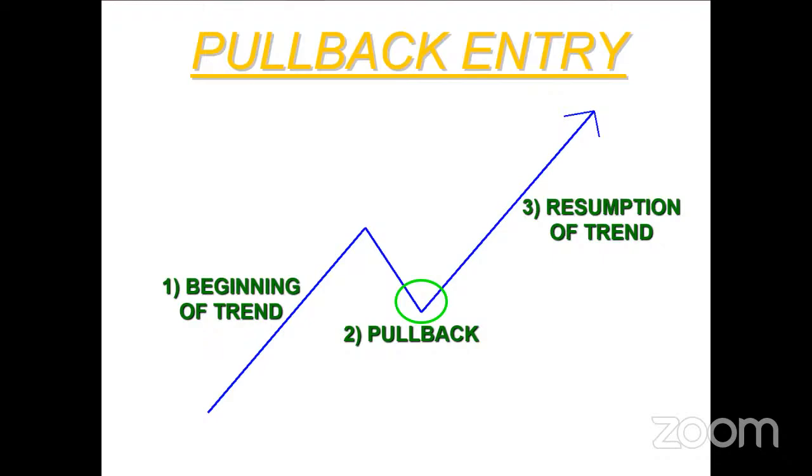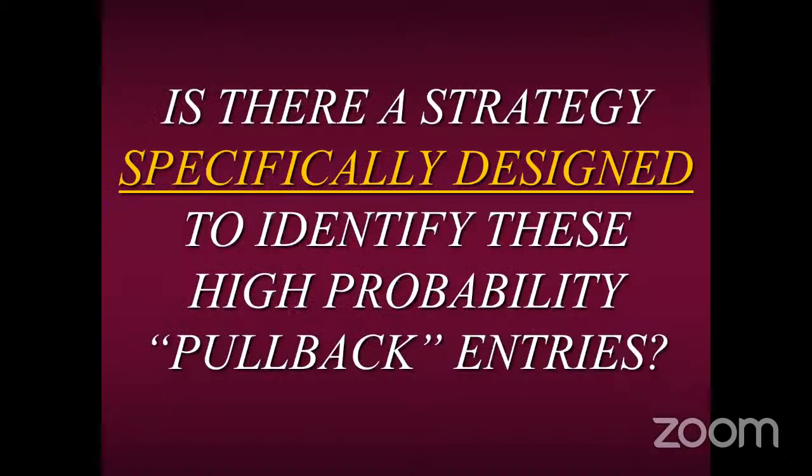So pullback traders like to wait for that sell-off if you're a buyer. Or if you're a seller, it's just the opposite. You have a downward first phase, then you have a bounce. That's phase 2, or the pullback. And pullback traders like to sell in that little bounce at higher prices and wait for the resumption of trend in phase number 3.